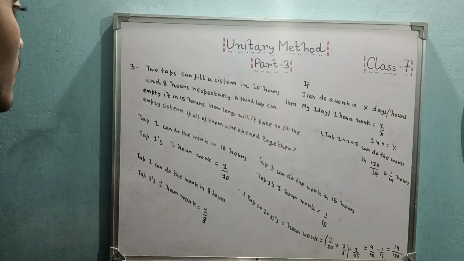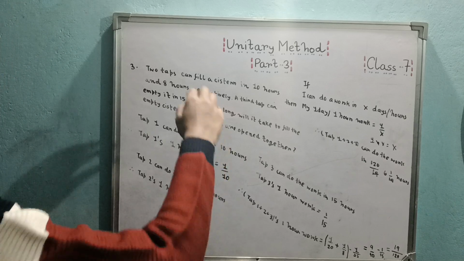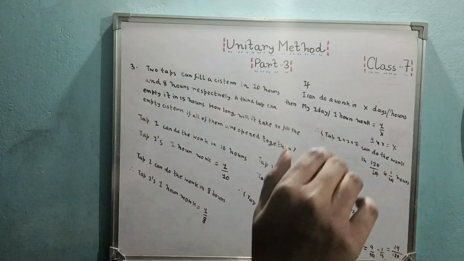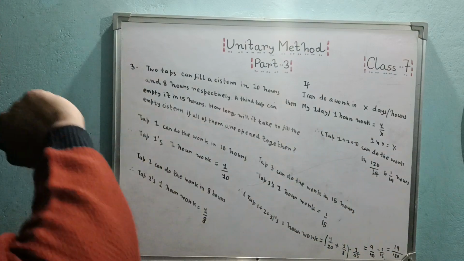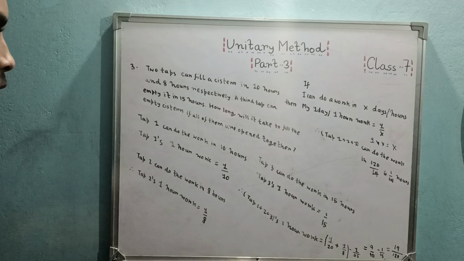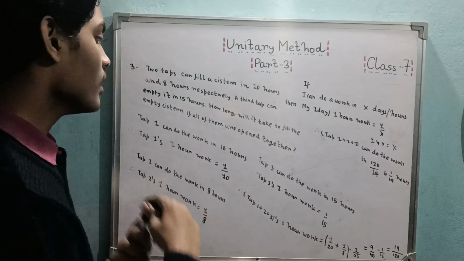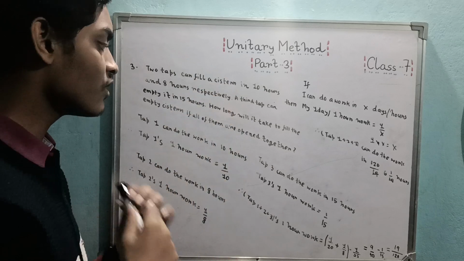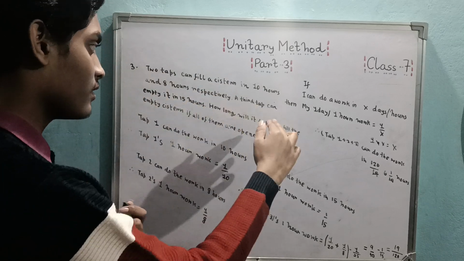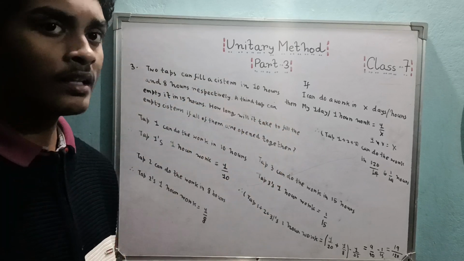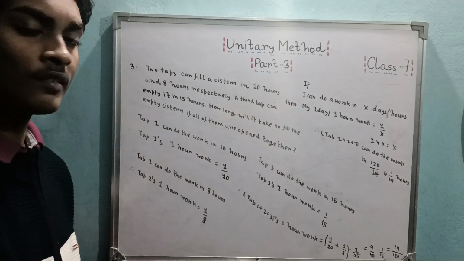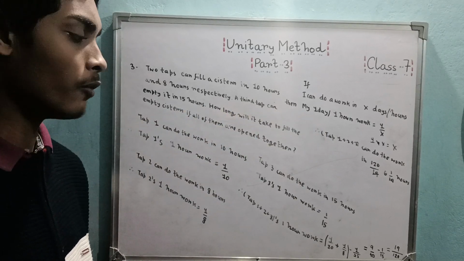But we see that tap 1's 1 hour work and tap 2's 1 hour work is positive because they are filling the cistern, increasing the quantity of the cistern. That means positive work. But tap 3's 1 hour work is negative because it is decreasing the quantity of the cistern by emptying it, right? So whenever you are decreasing the quantity of something, it is negative work.